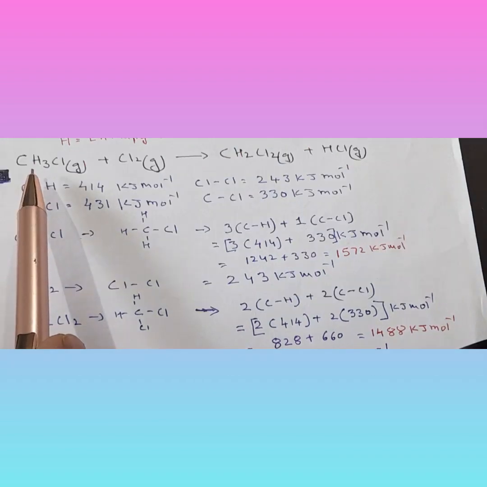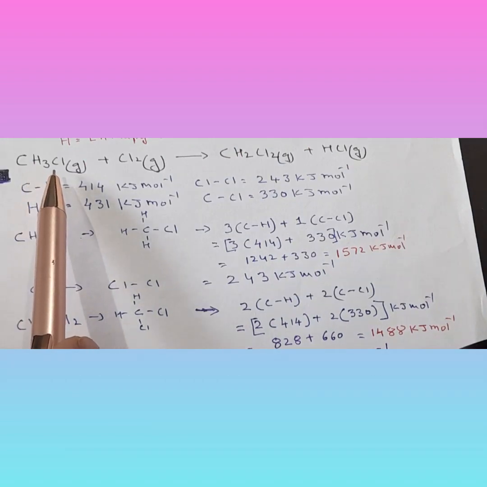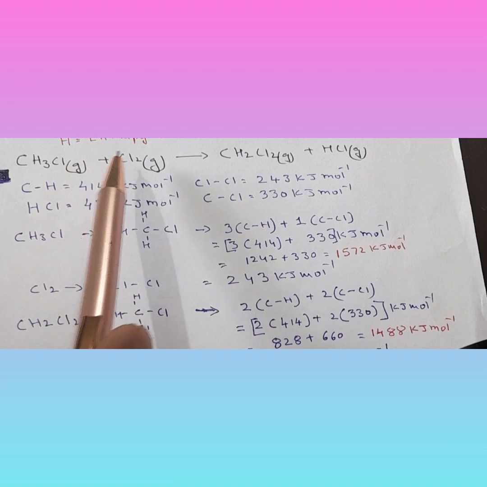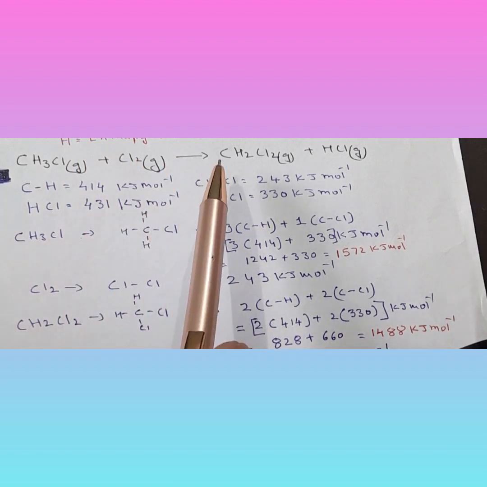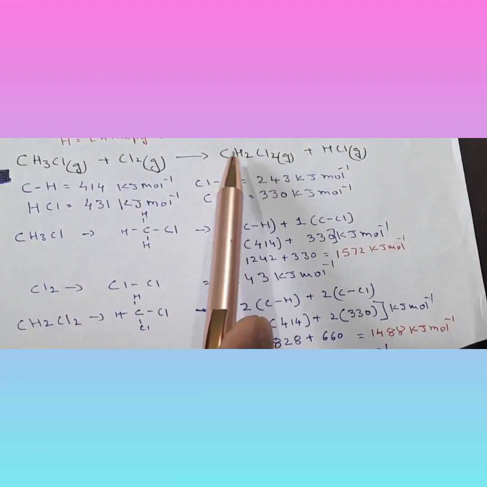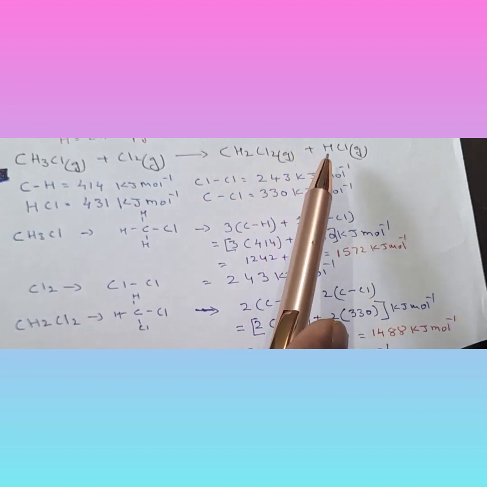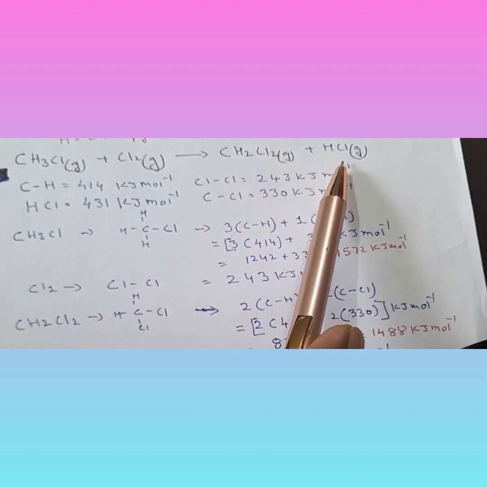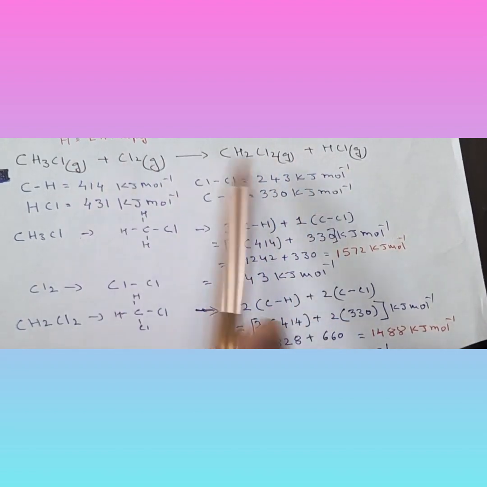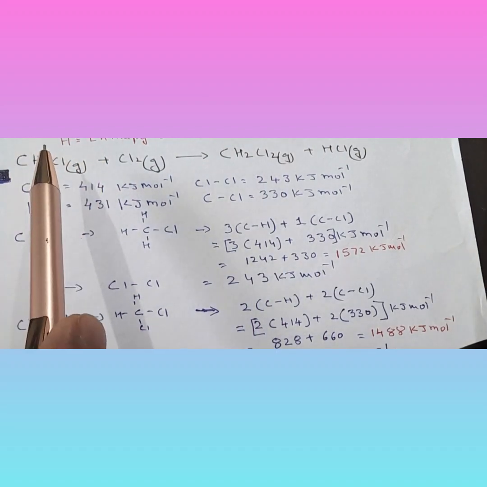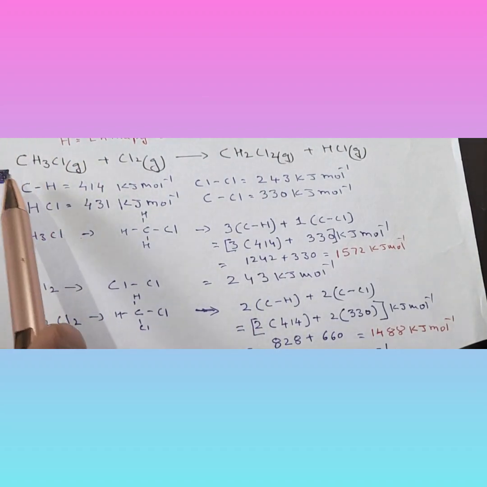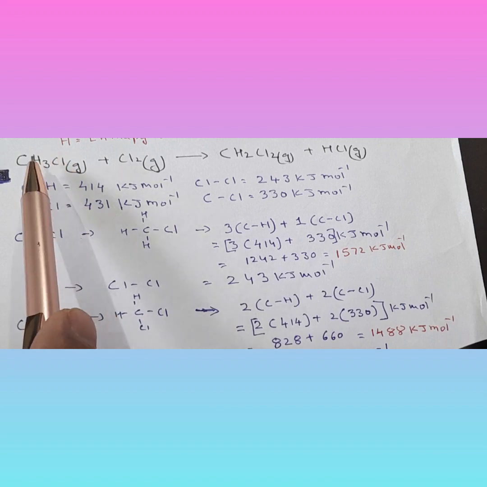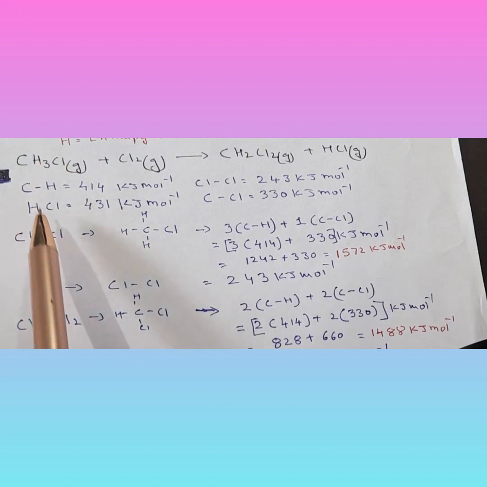Suppose the reaction that we are conducting is CHCl3, chloroform gas, plus chlorine gas, giving you dichloromethane, CH2Cl2 gas, and HCl. Alright, this is the reaction. Now let's calculate the individual enthalpies. We have been given the enthalpies.